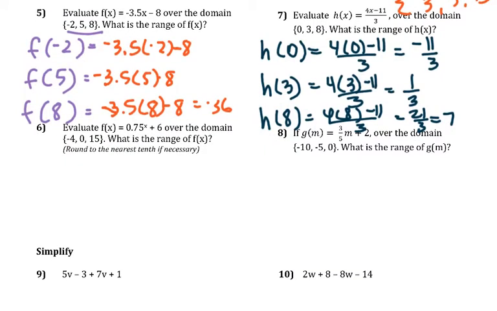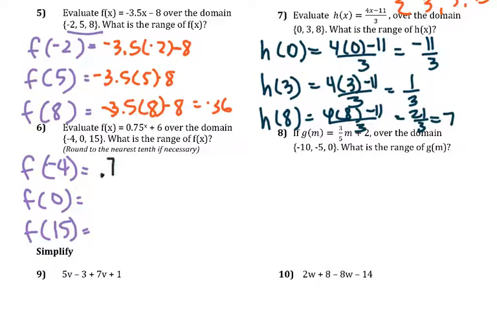Okay, number 6, we are going to evaluate f of x. So over -4, 0, and 15, so f of -4. And then I'm going to do f of 0, and then I'll do f of 15. And so I'm just going to put these in my calculator. So 0.75, I'll write down the first one that I'm going to do. 0.75 to the -4th power plus 6. I'm going to put that in my calculator. When I get that out, I'm going to get an output of 9.2.